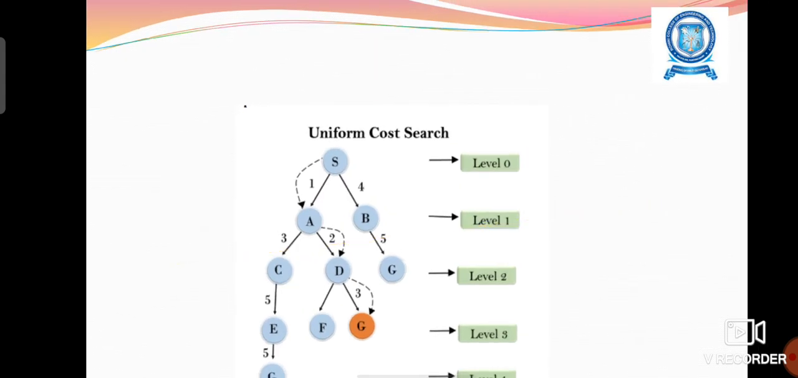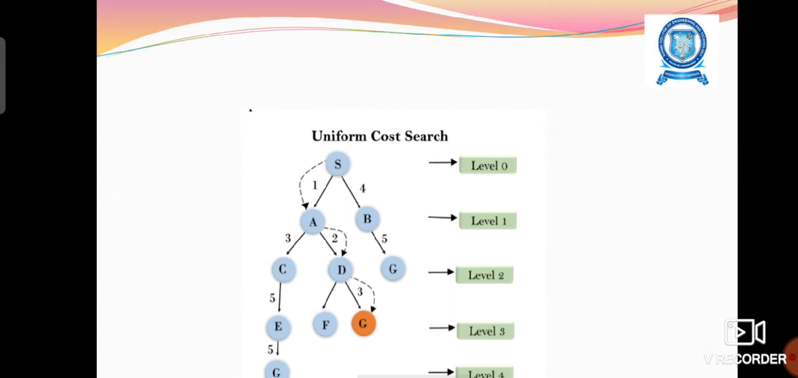Let us consider a tree to show the operation of uniform cost search. From the root node S there are two successors. The cost value is shown for each path from one node to another. So there are two paths, S to A and S to B. The algorithm will compare the cost values of these two paths and traverse through the path which has the lowest cost. So it will choose the path S to A.